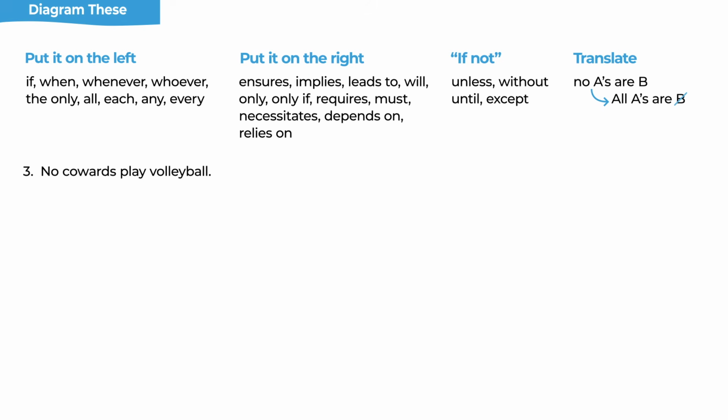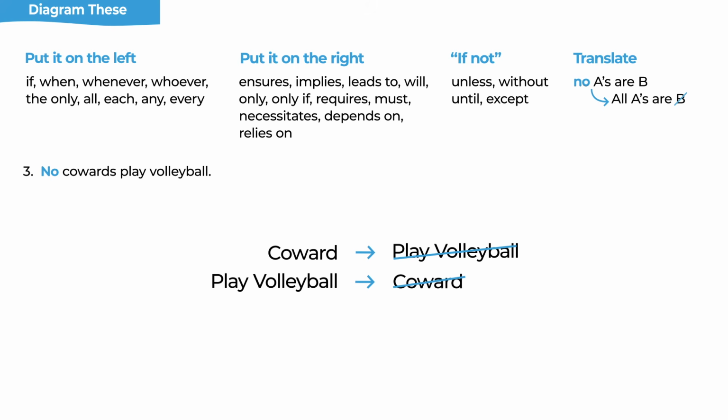Number 3, the keyword is no. So we have to remember, all right, what do I do with no? This is about all cowards, and it's saying cowards no play volleyball. If coward, no play volleyball. Contrapositive: if you play volleyball, you're not a coward.